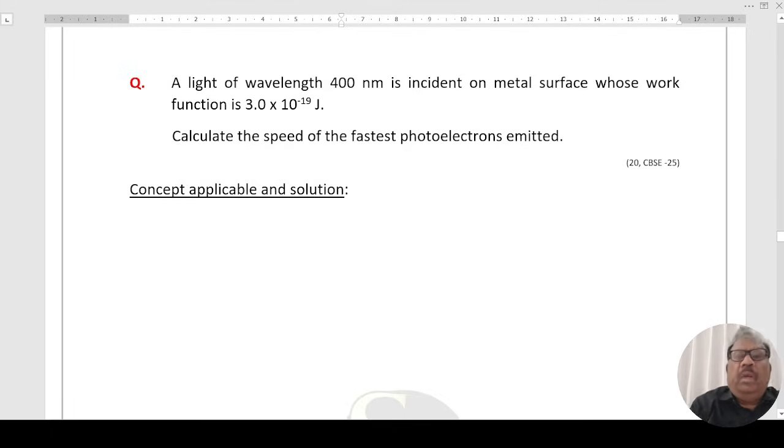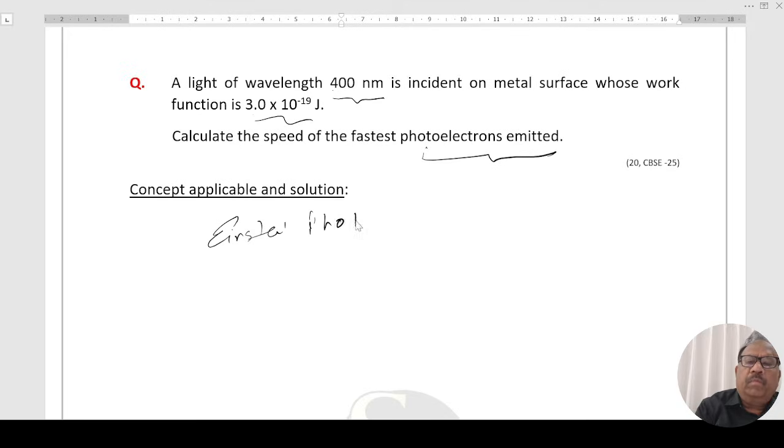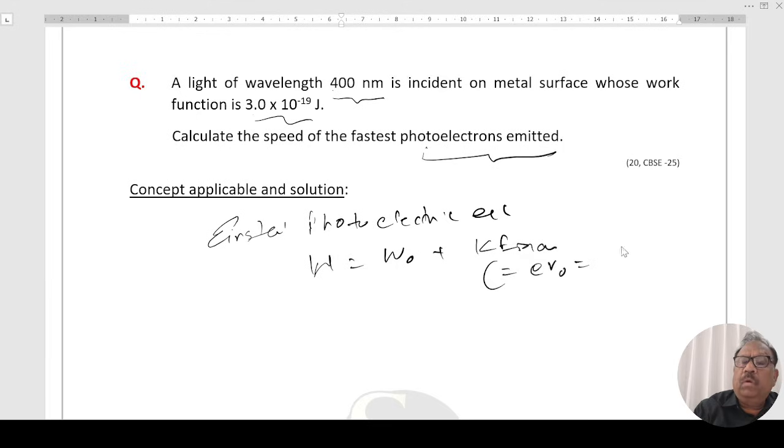Question is, a light of wavelength 400 nanometer is incident on a metal surface whose work function is this much. Calculate the speed of the fastest photoelectron emitted. The concept applicable in the solution is Einstein's photoelectric equation. W equal to W naught plus kinetic energy maximum, and this may be equal to eV naught, or this may be equal to half m v maximum square.